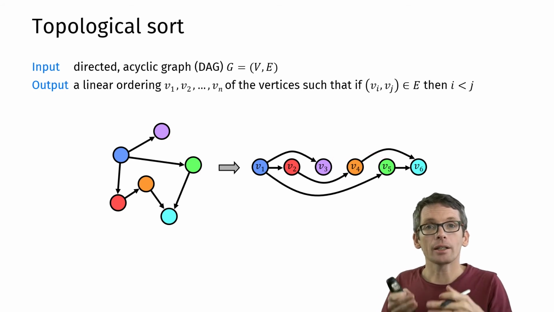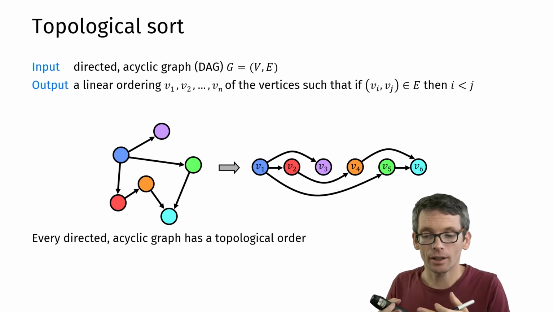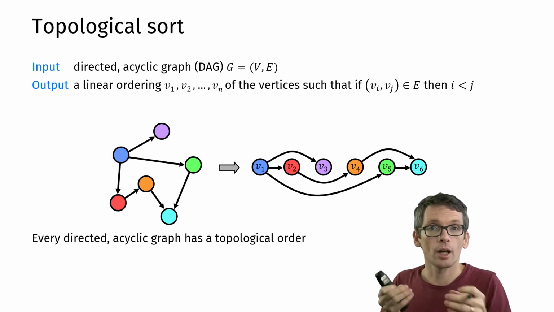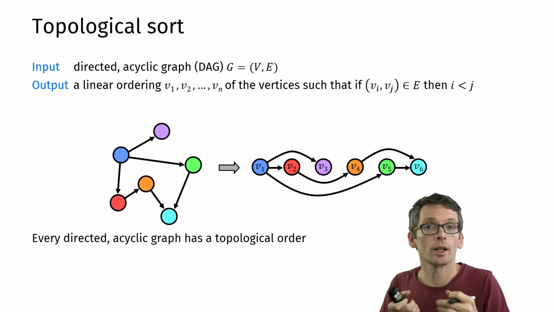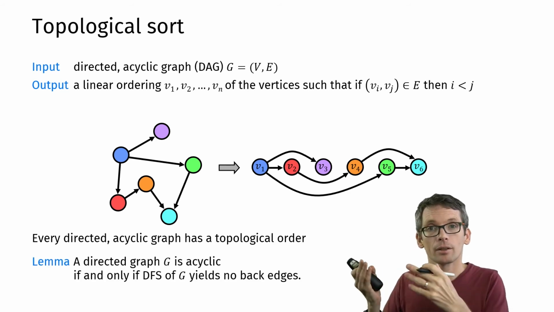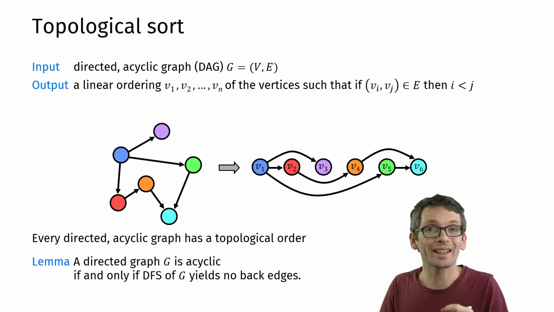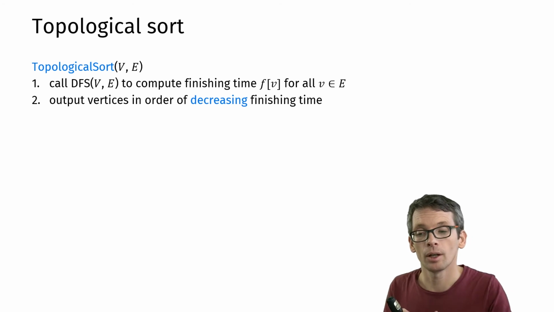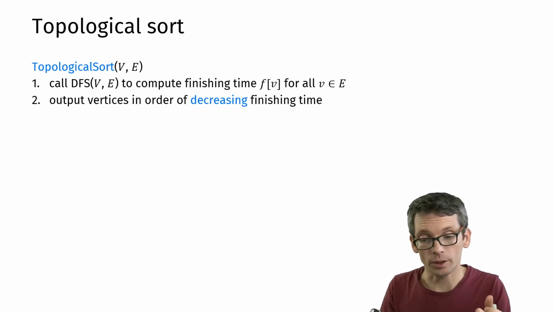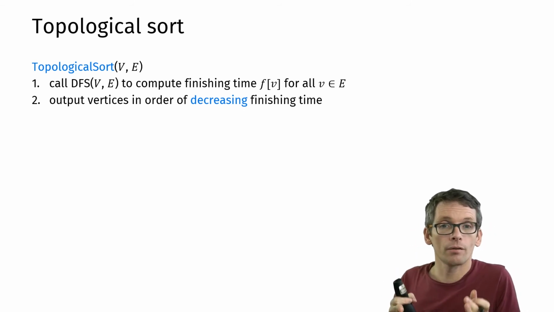Generally, any directed acyclic graph has a topological order. And only if it's acyclic, then we have a topological order. So for general directed graphs, what we can do, we can run depth first search, and either we find a back edge, then we know there's a cycle. Otherwise, it's acyclic, and then we will get a topological order, and we will see how we get it next. It's very simple. We call depth first search. This will compute finishing times for all of the vertices. And now we simply output the vertices in decreasing order in terms of the finishing times.